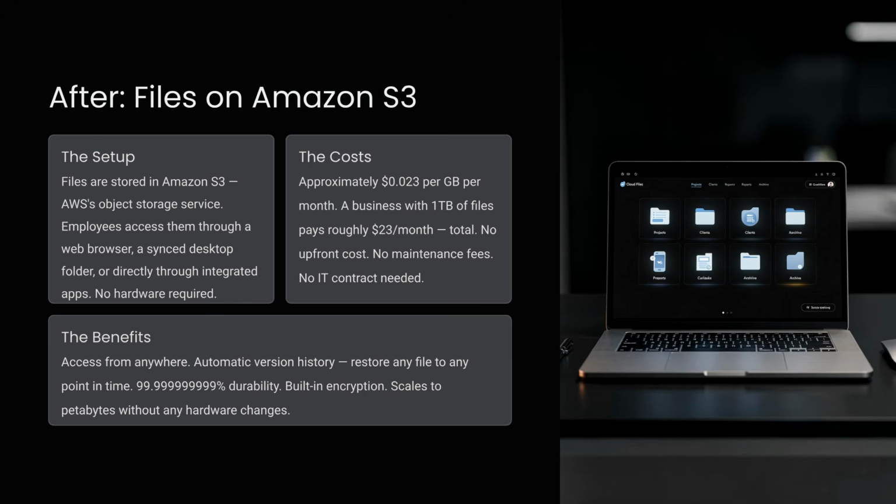After moving to Amazon S3, files are stored in the cloud. The cost is approximately $23 per month for 1 terabyte of data, with no upfront hardware or maintenance fees. Benefits include universal access, automatic version history, extreme durability, and built-in security.